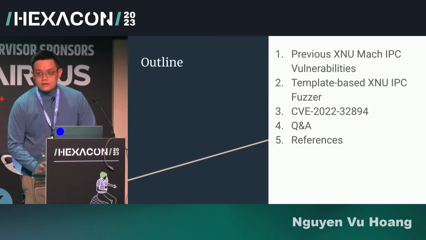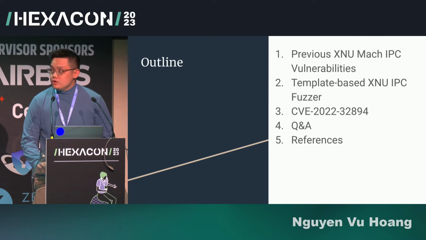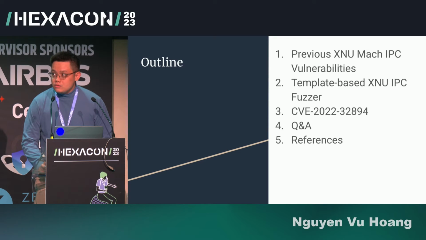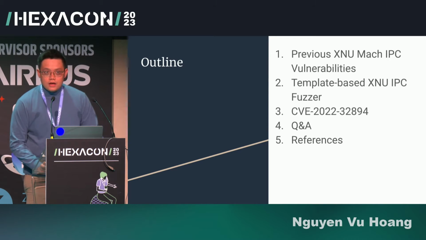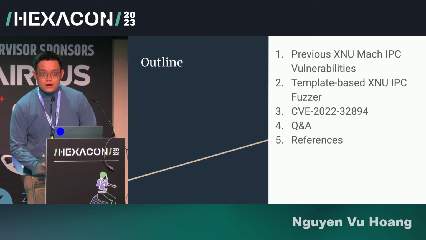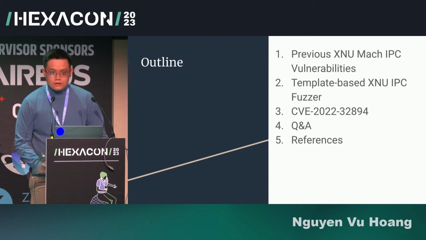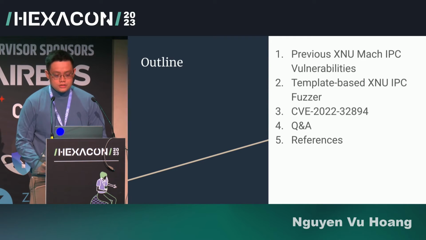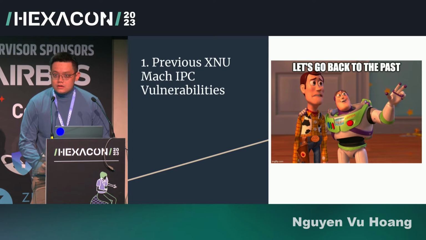In the next 30 minutes, I will walk you through three parts. In the first part, I will share some reversed XNU vulnerabilities. In the second, I will share how I developed them further to discover new vulnerabilities. In the third part, I will share the details of the vulnerabilities found by my fuzzer. And for the last few minutes, I'll be happy to take Q&A. Now let's focus on the first part.